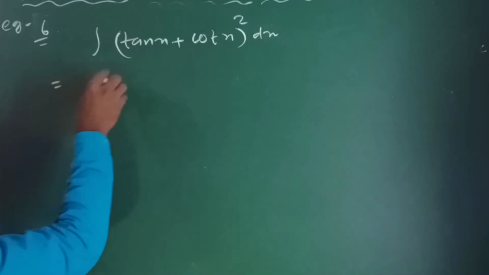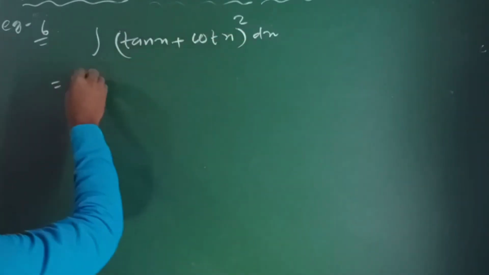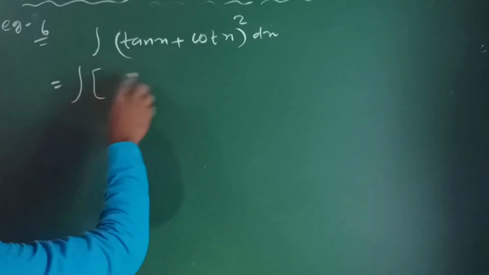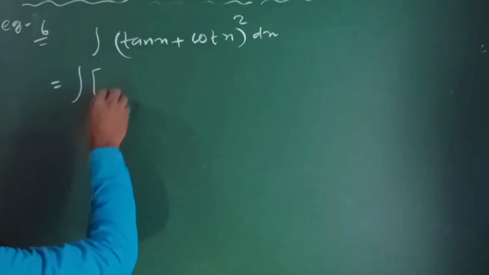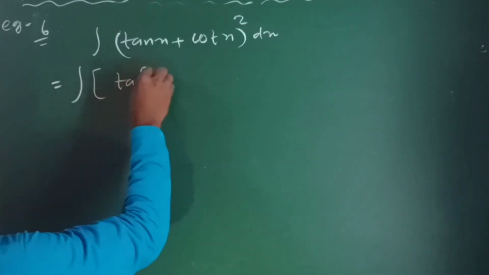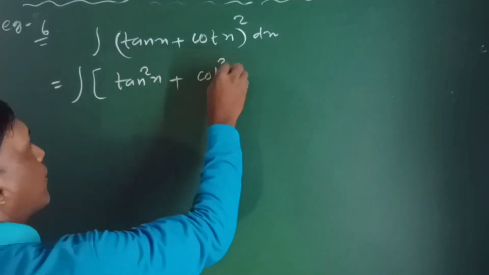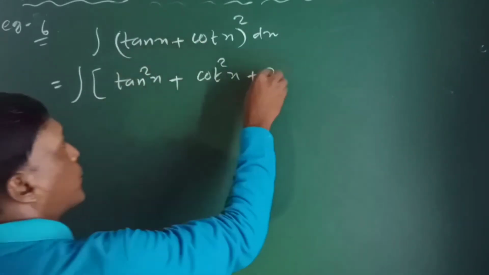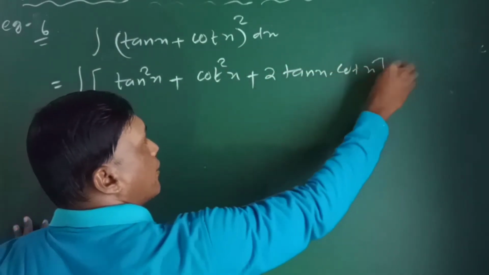Another integration is to find the integral of tan x plus cot x to the power 2 dx, and now here we can apply the formula whole square of a plus b, and this is a square means square of tan x is tan square x plus a square plus b square means this is cot square x plus 2ab means 2 into tan x into cot x dx.